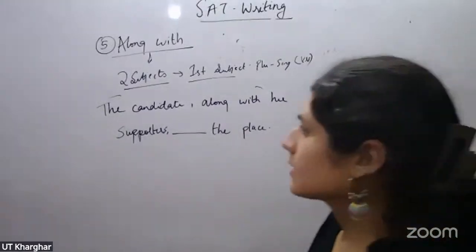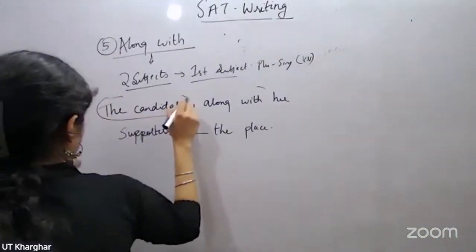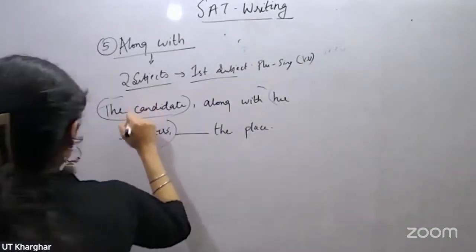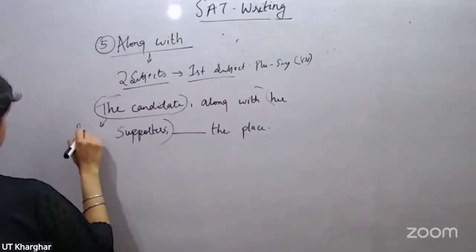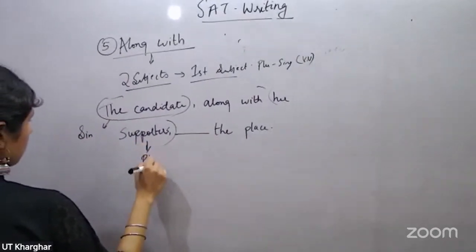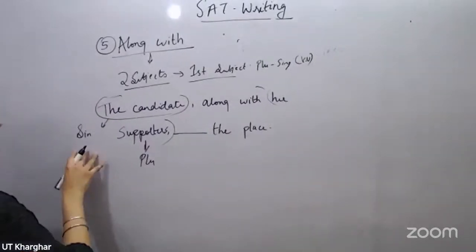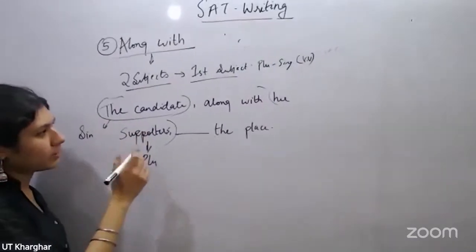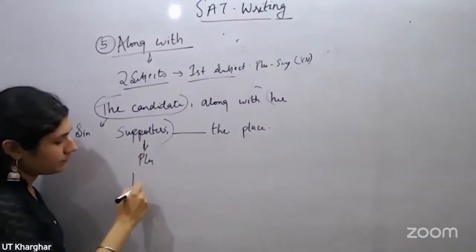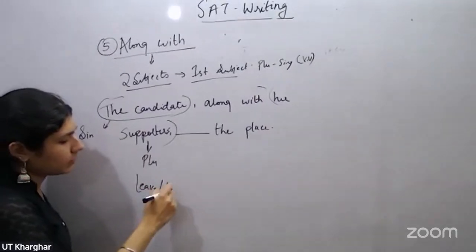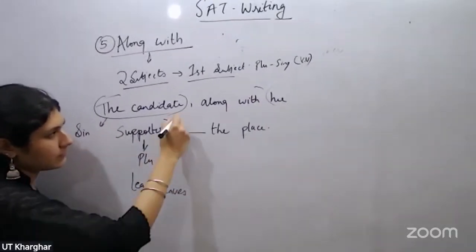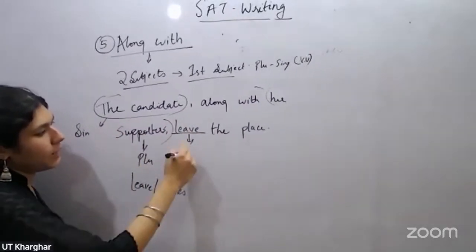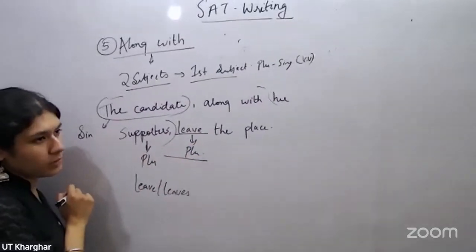What is the first subject? What is the second subject? First, supporters. This is plural. Okay. But now what do we have to add over here? The candidate along with her supporters, leave or leaves? What did we add? Leave the place. Why? Because we have to add a plural verb.